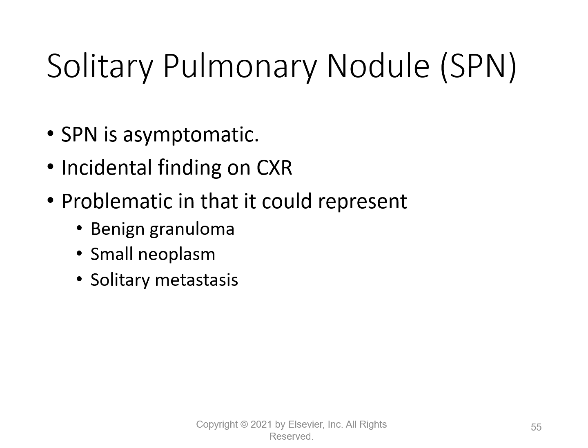It could be representing a benign granuloma, which would be like a granulomatous response that we've been talking about. That's really not going to go anywhere or cause any major problems other than whatever the granulomatous disease that's present is. It could be a small neoplasm, or it could be a solitary metastasis, which would mean we do have cancer somewhere else, and it's appearing now in the lung.